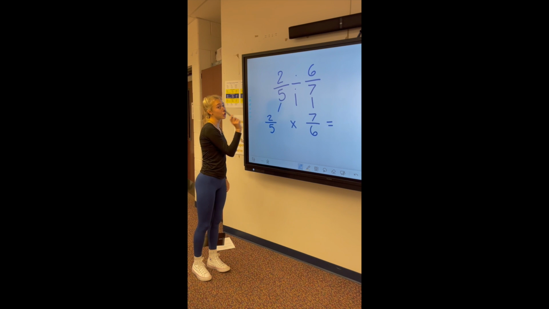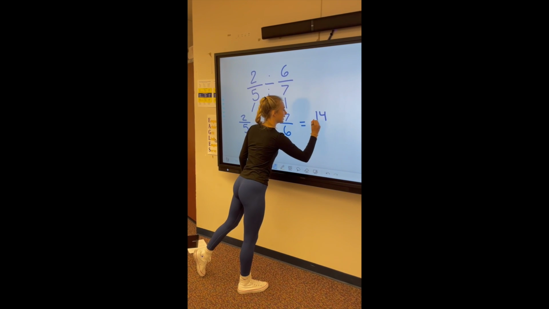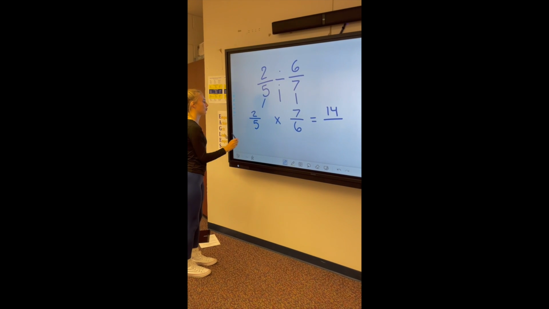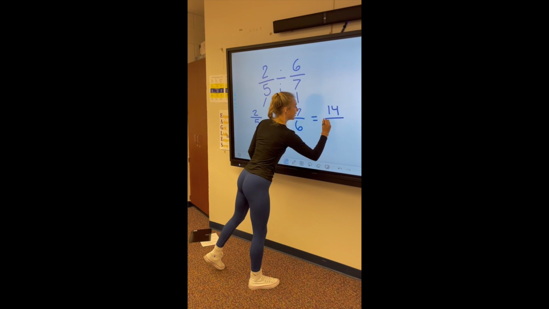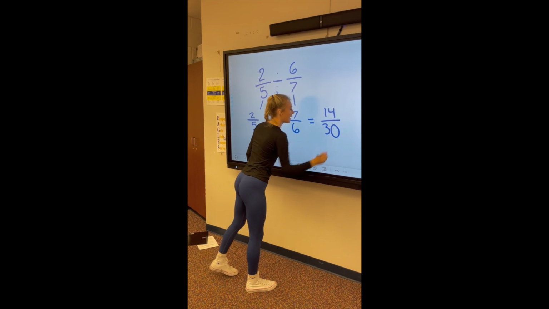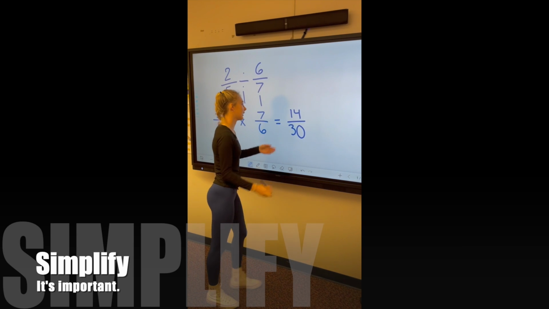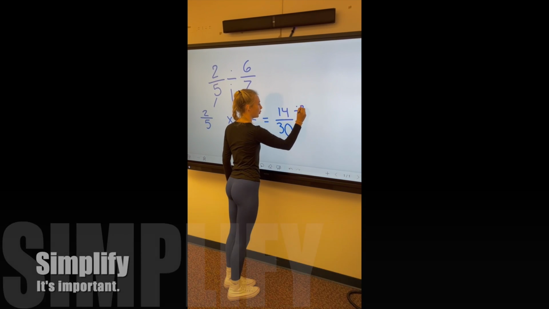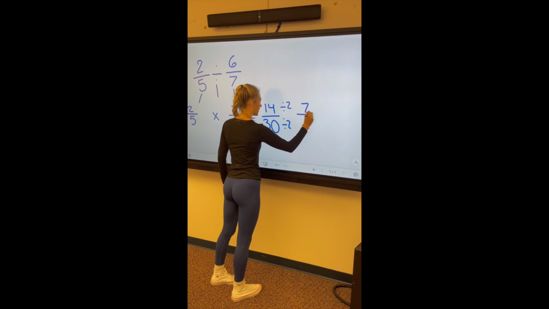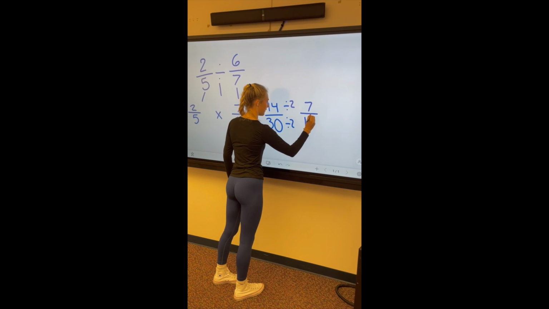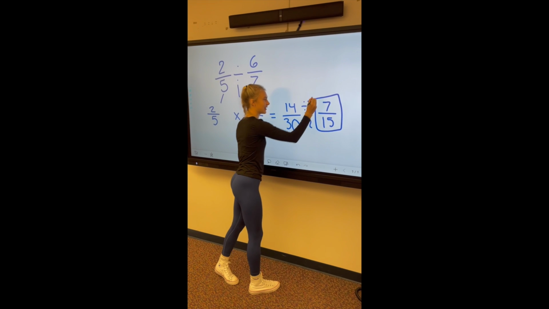So you multiply your numerators together, 2 and 7, and get 14. And then you multiply your denominators together, 5 and 6, and you get 30. And then you have to simplify. So in this case, you can divide by 2 and get 7/15. And that's our final answer.